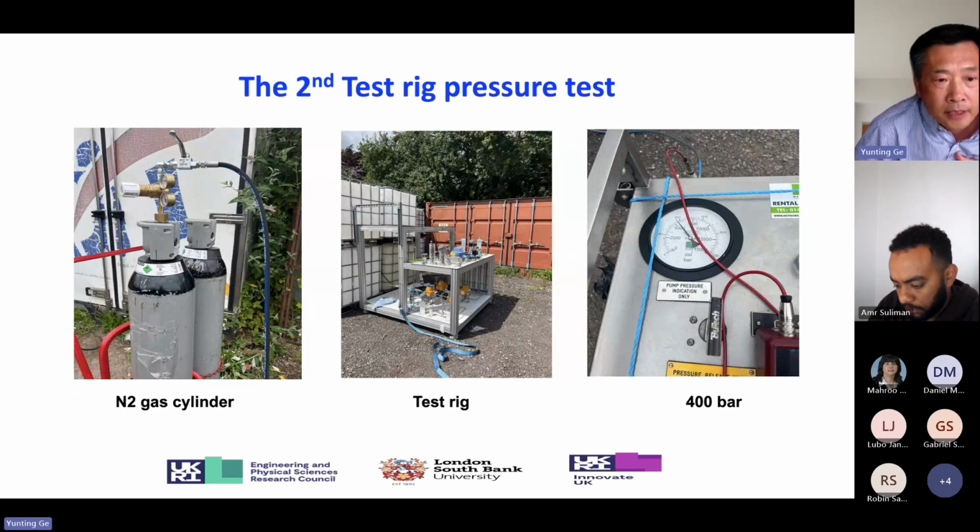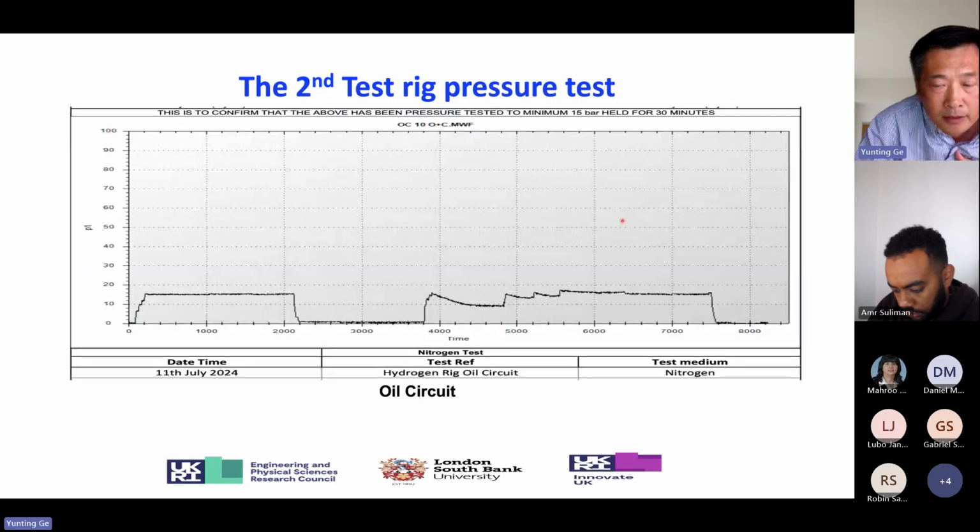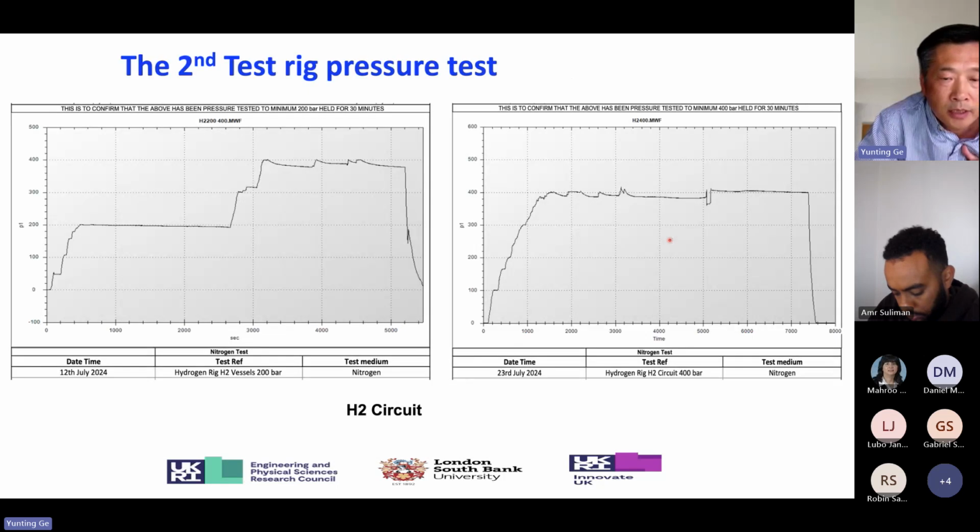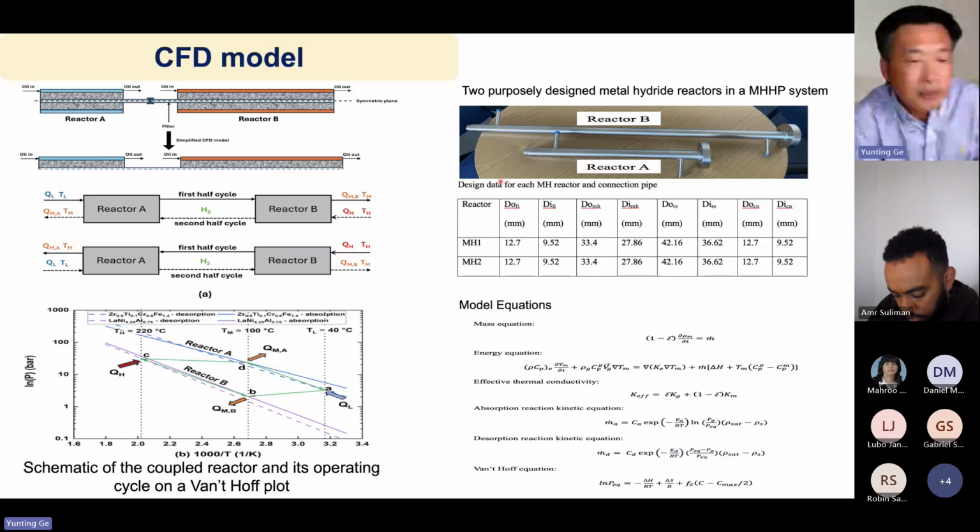For the second rig, we have done some pressure tests up to 400 bar. And for 400 bar, I think the test rig can stand that high pressure. As you see, these are the pressure test results. This one is for the oil circuit. The oil circuit pressure test is for 15 bar. You can see the pressure stabilizes for about half an hour, so there's no leakage for the oil circuit. And for the hydrogen circuit, you can see the hydrogen can be maintained at 400 bar. Because of time, I go quickly.